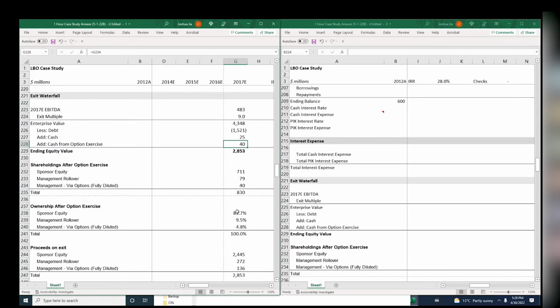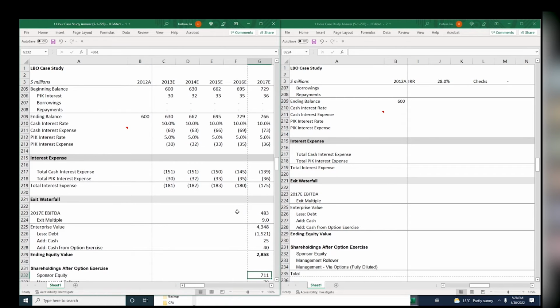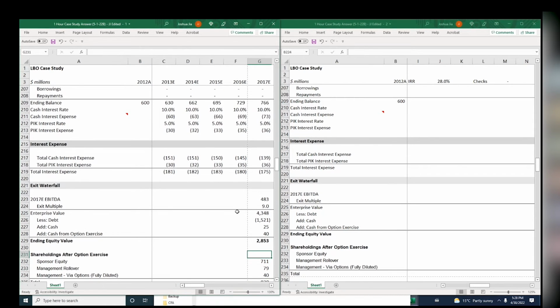So what does that actually mean? 5% options. Well, this is what it means. Let's say a share is worth $1 million, hypothetically. If you go back to sources and uses, the sponsor put in 711 million, management put in 79 million. Therefore, if a share is worth $1 million, we can say, just hypothetically, the sponsor owns 711 shares, the management owns 79 shares. But we have options, and so the options are going to be in the money.